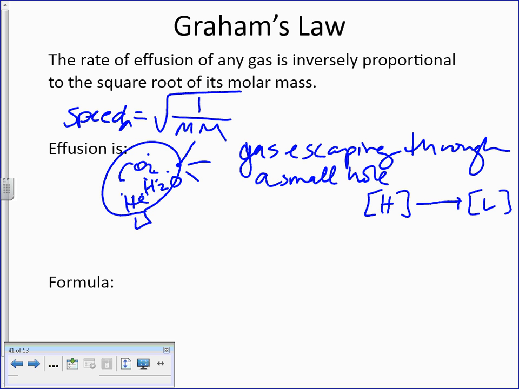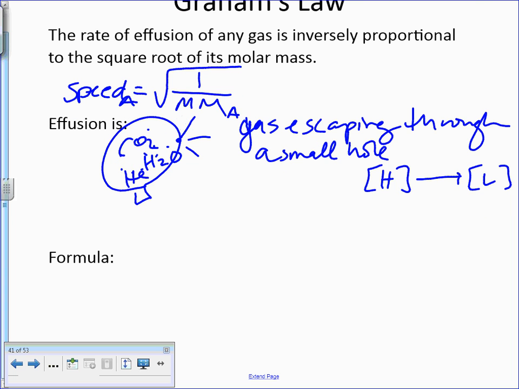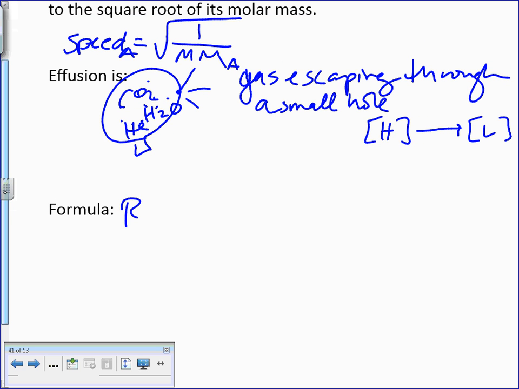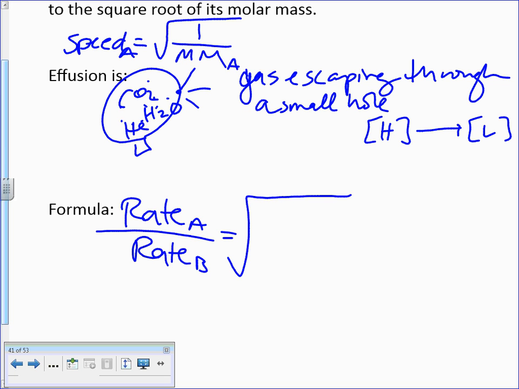So let's say this is speed of gas A, and this is molar mass of gas A. So Graham's law, and you have this in your foldable already, is rate of effusion of A over rate of effusion of B, these are two different gases, is equal to the square root of the inverse of their molar masses. So what's going to go on the bottom, A or B? A, because it's the inverse: molar mass of A, and then B is on the bottom over here, so it's the inverse, so it's going to be on the top of the fraction on this side. That's it.